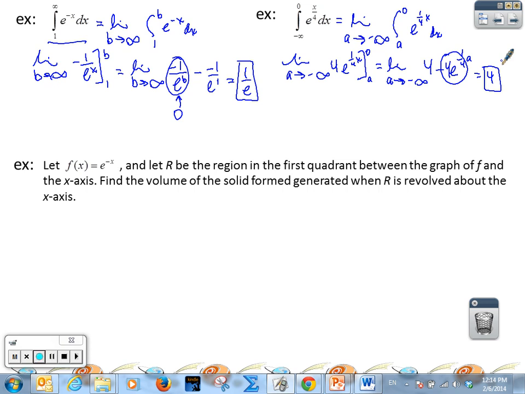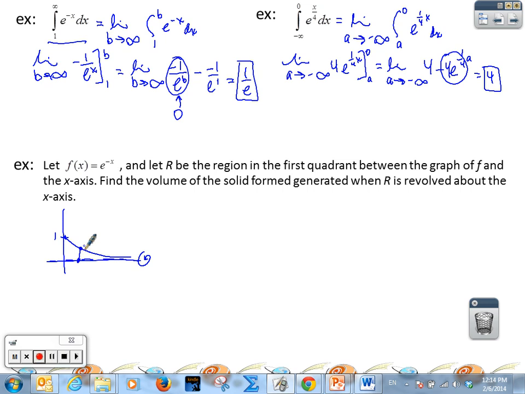All right, let's draw a picture. So e to the negative x starts here at a y value of 1 and then just kind of approaches the x-axis. The x-axis is the asymptote for this graph. Okay. Here's my axis of rotation. I'm going to use discs, and I'm going to measure my R from the axis of rotation to the figure.